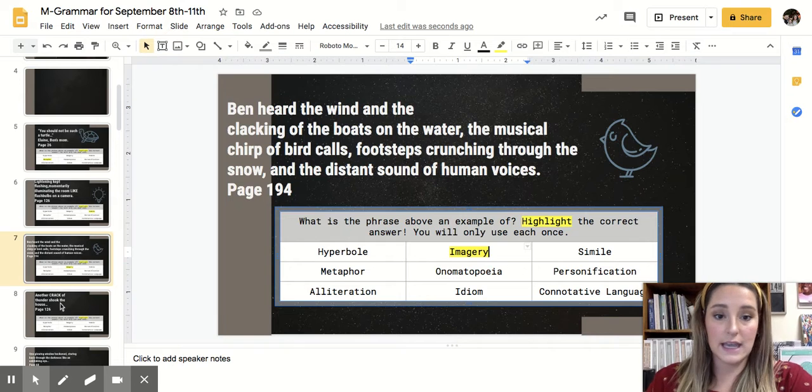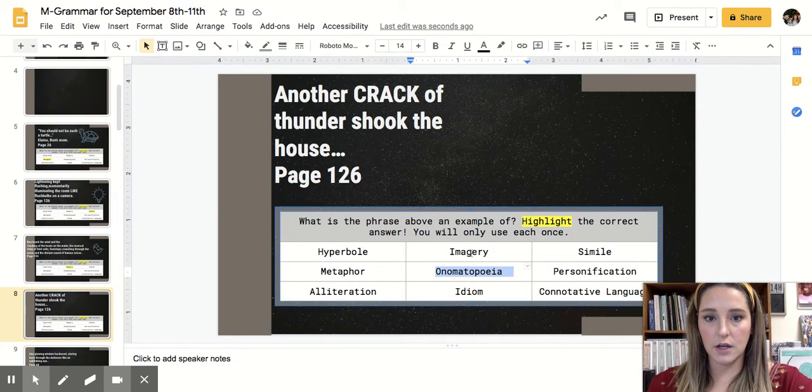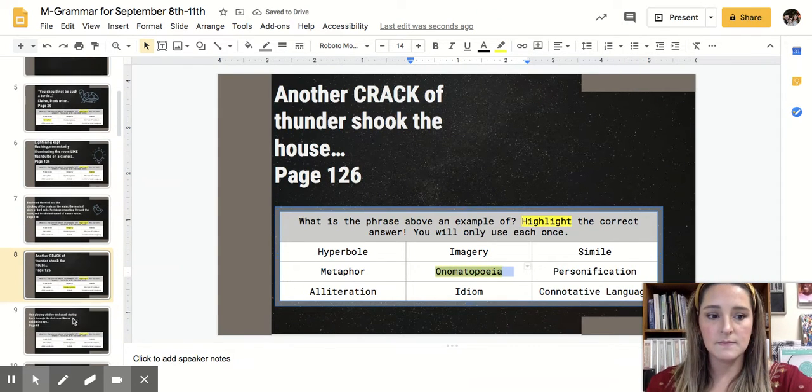All right, slide 8. Another crack of thunder shook the house. Which one's that one? That one's pretty easy. That one is onomatopoeia. Sound word.